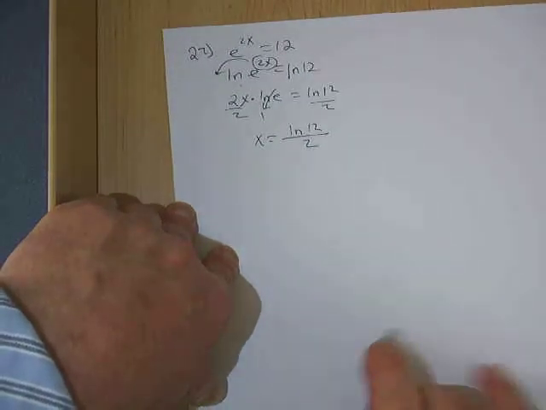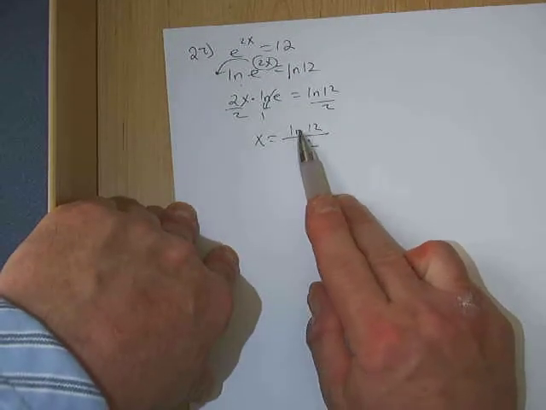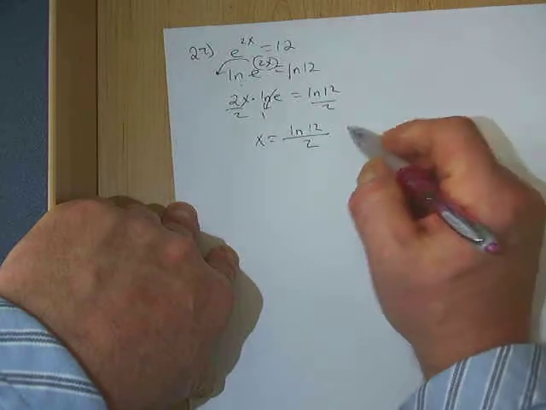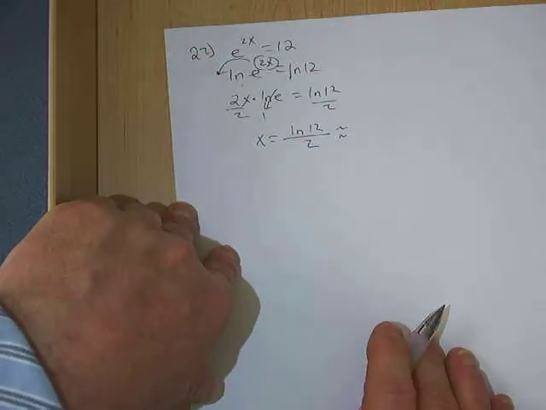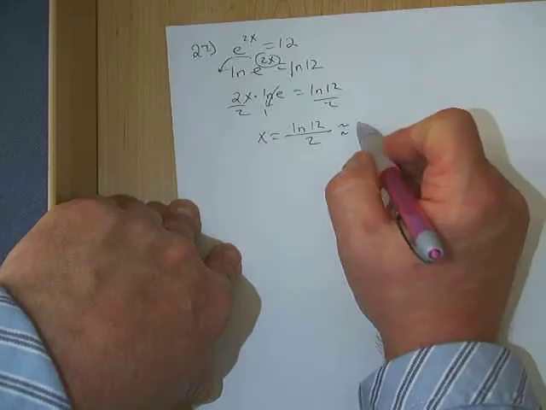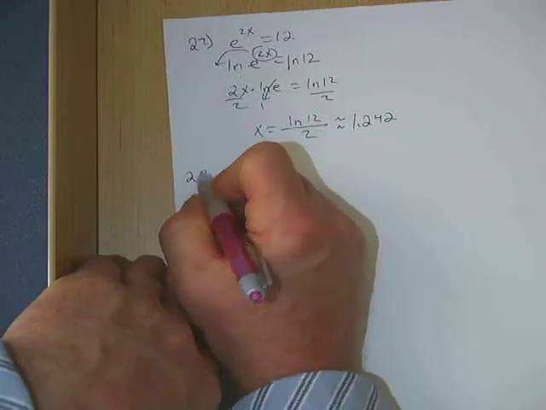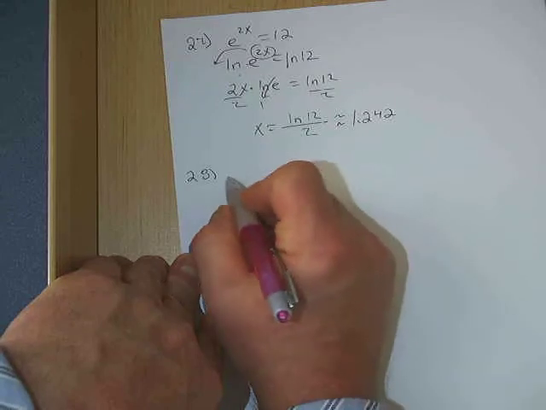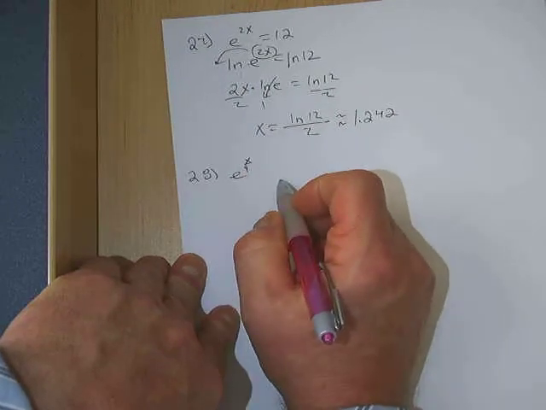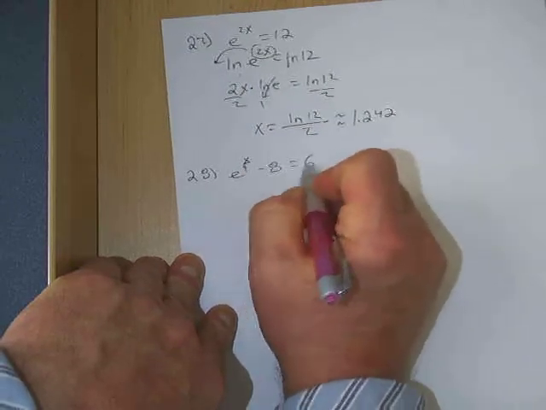That equals 1. So I can divide each side by 2, and I get x equals the natural log of 12 divided by 2, not the natural log of 6, the natural log of 12 divided by 2, and that equals approximately 1.242. Let me do 28, and then we can answer questions.